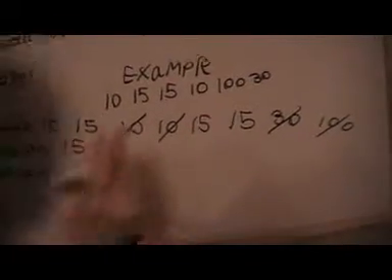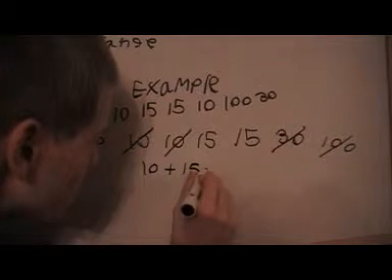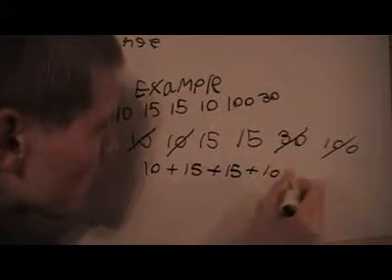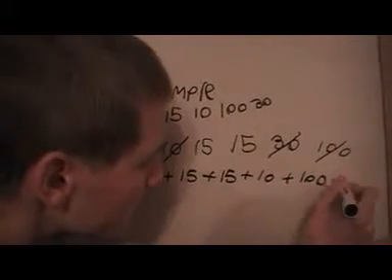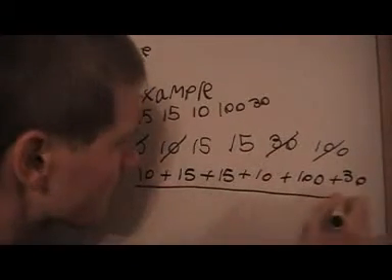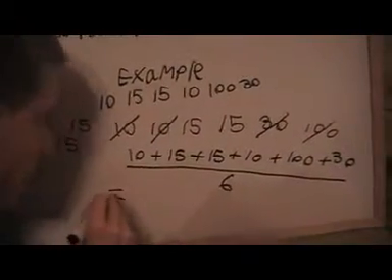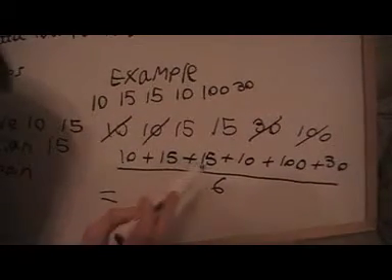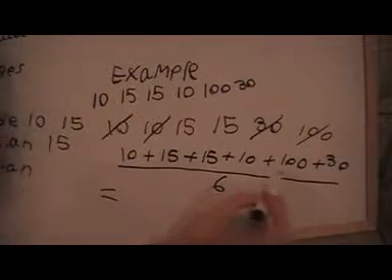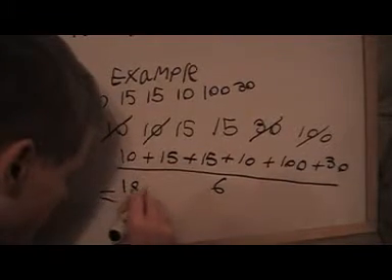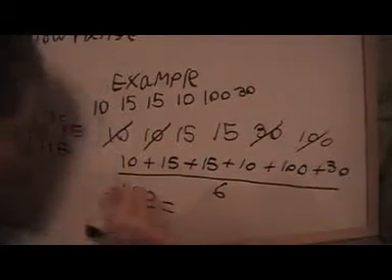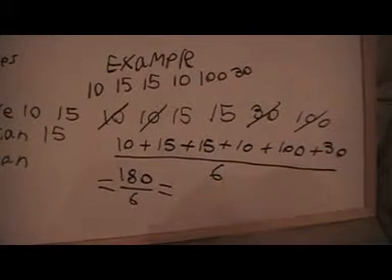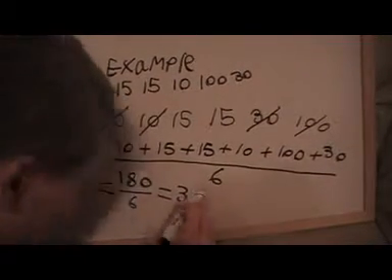Now, the mean. What we do is, of course, we add up the data, and we'll divide by how many numbers we've got in the data. Let's just see what we get here. When we add these numbers up, we end up with 180. There are 6 pieces of data in here. And when we divide that, we get the mean as 30.